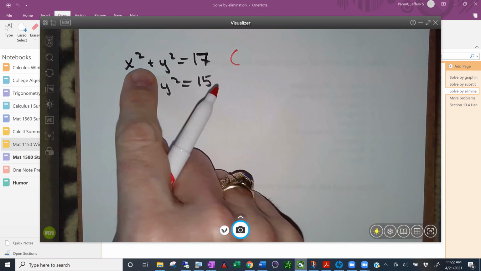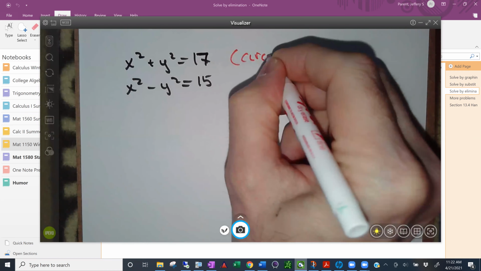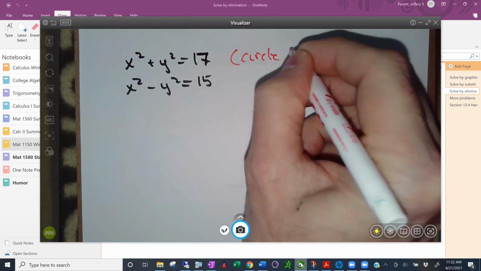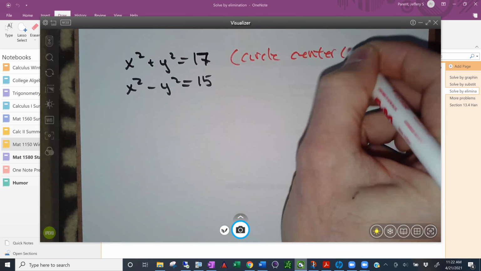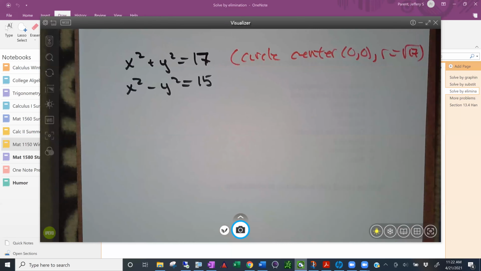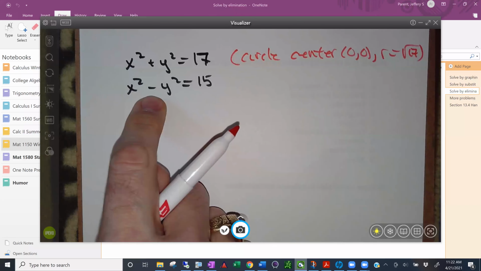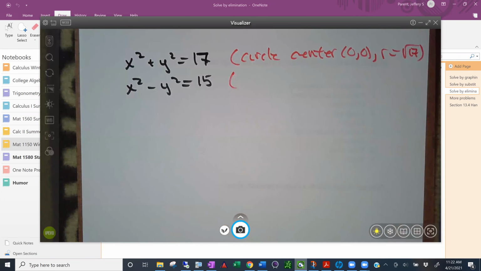Anyone? The first circle. All right, Grace got the first one. That's a circle. Excellent. In fact, it has a center at 0, 0, and radius is the square root of 17. How about the second one? What's this one going to look like? Someone different.